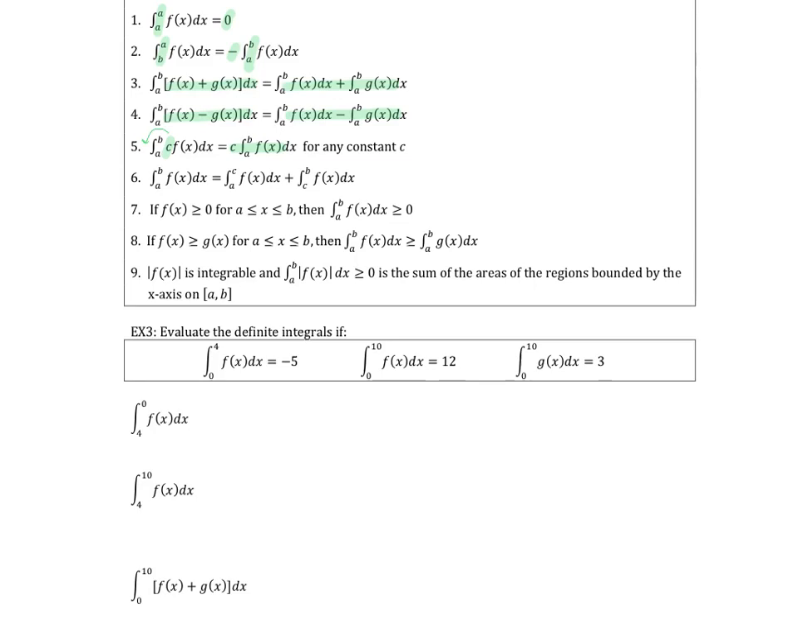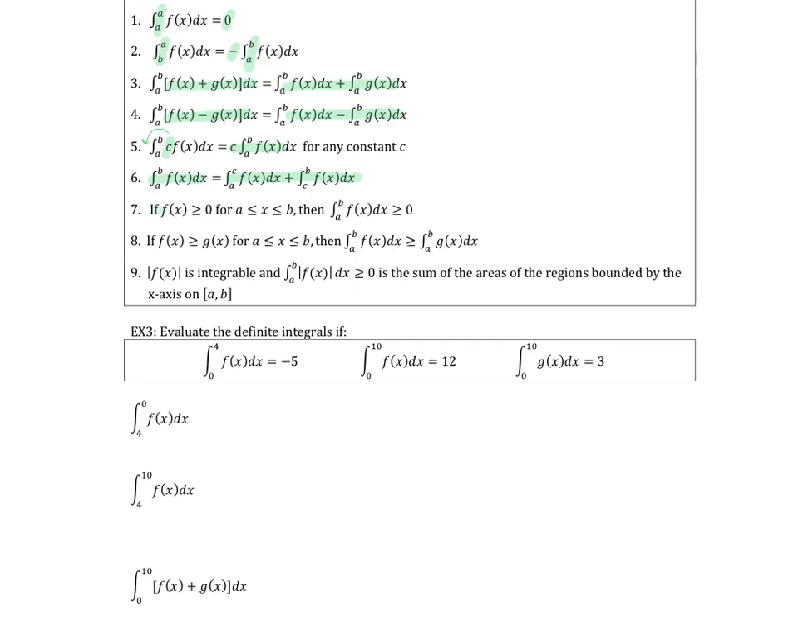And now any definite integral can be broken up into pieces. So if you're integrating on some interval AB, you could pick any number C, and C doesn't have to be within the interval AB, it could be any number, and you could break up your integral into 2 pieces.